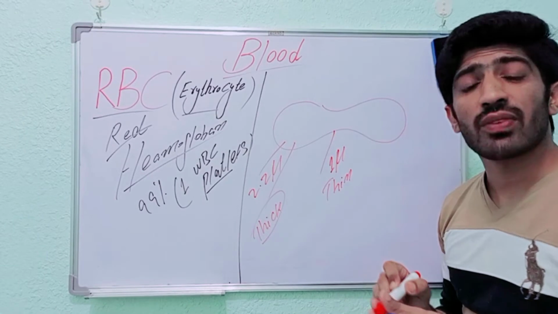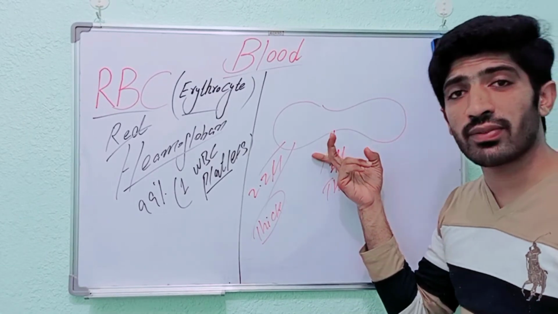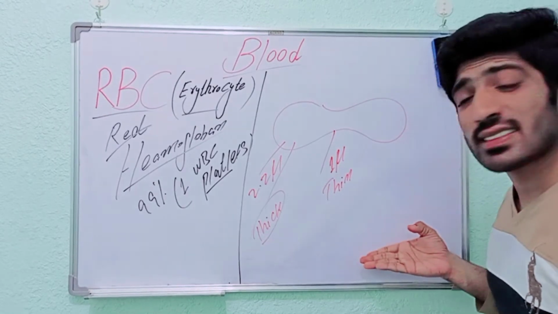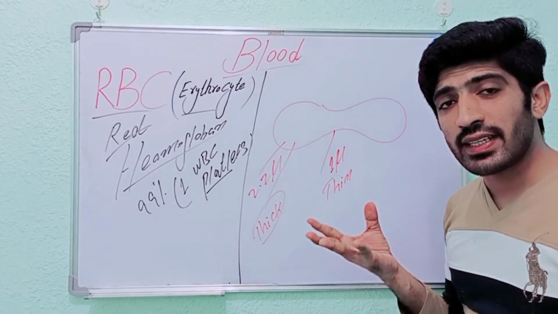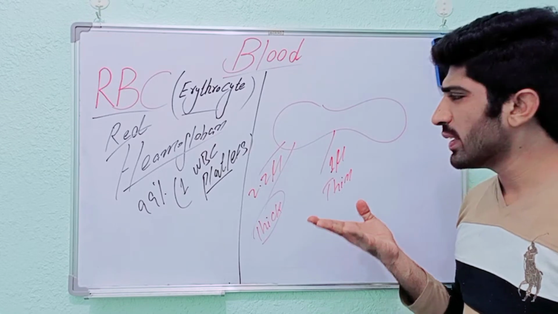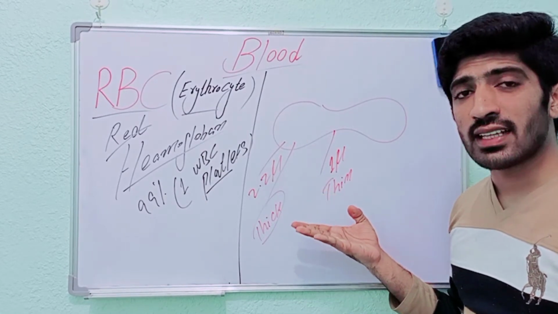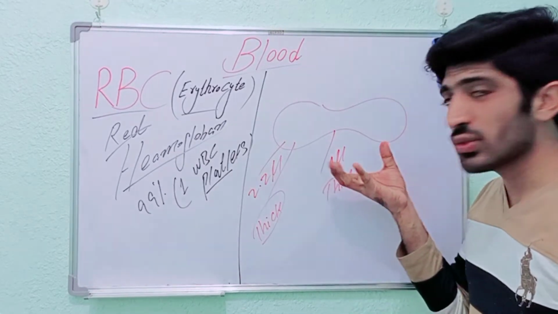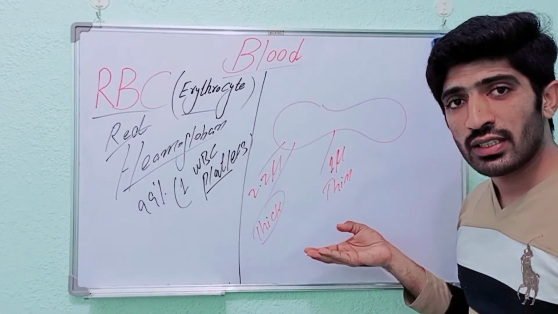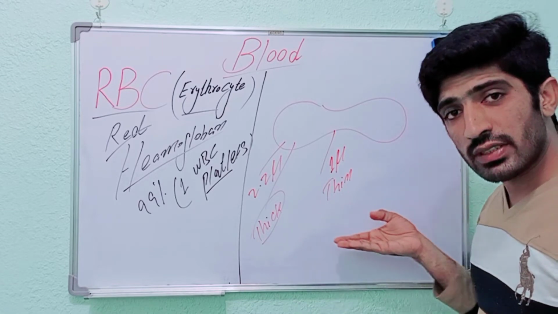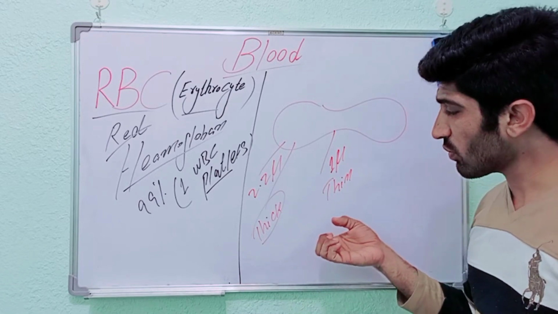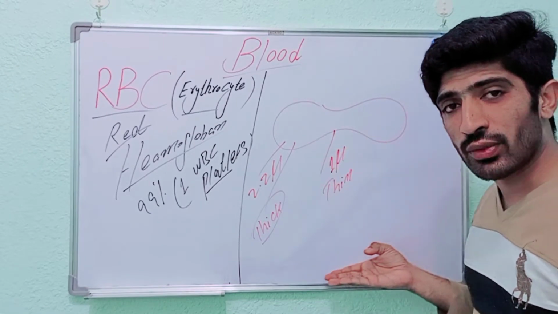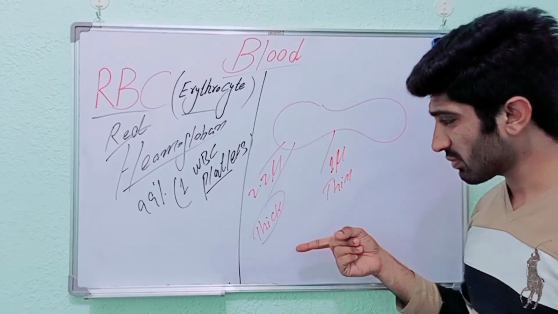So there are a lot of advantages of the biconcave shape of RBCs. For example, one is that the size of capillaries is very small, maybe equal to or less than red blood cells. So for passing through capillaries, they have to squeeze. Because of the biconcave shape, they easily squeeze down in the capillaries.